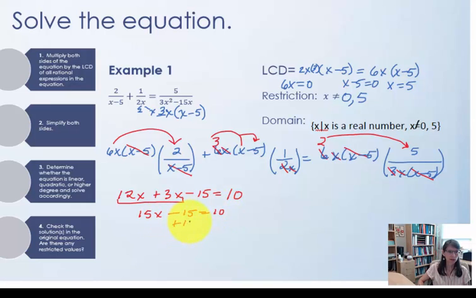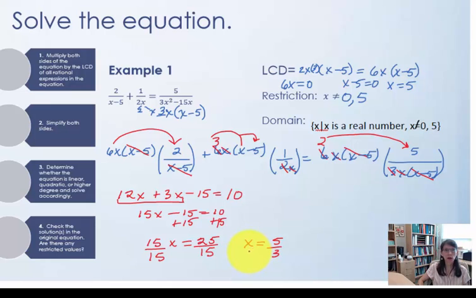So I want to add 15 to both sides of the equation to get my variable term isolated. 15x is now equal to 10 plus 15, which would be 25. And to solve for x, I'm dividing each side of the equation by 15. So it looks like I can reduce 25 fifteenths. Each is divisible by 5, and that would leave me 5/3 for the value of x.